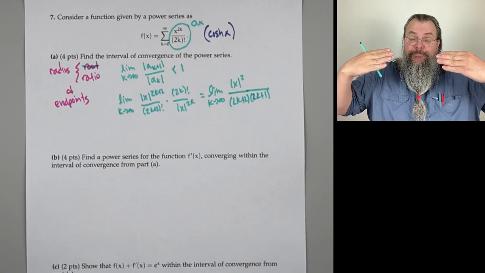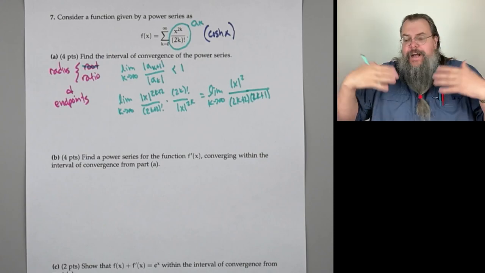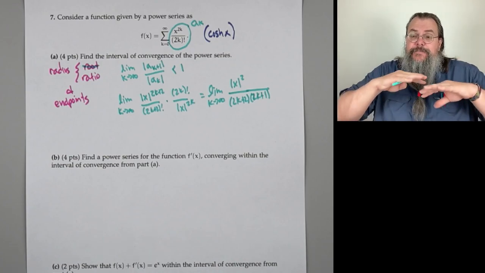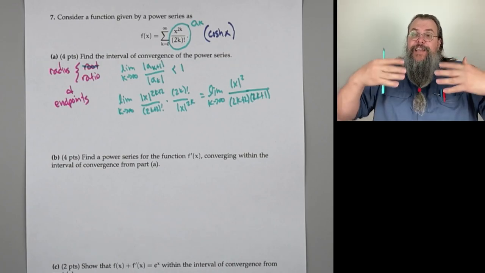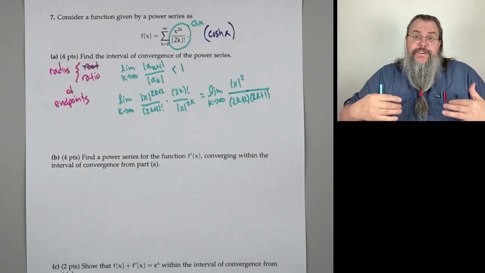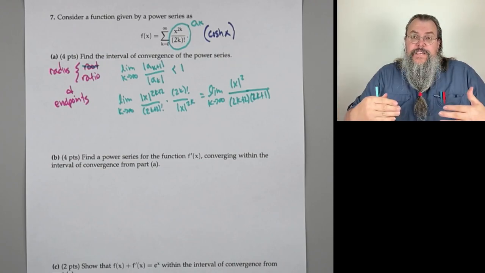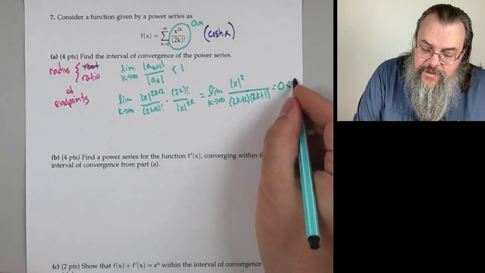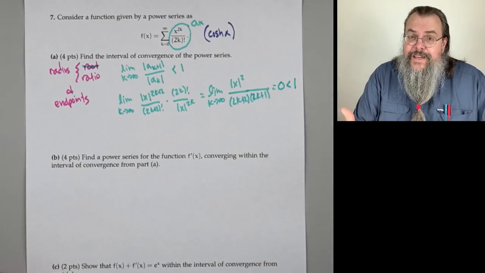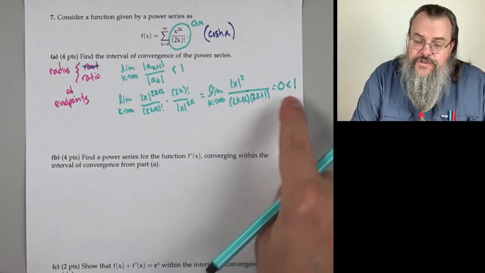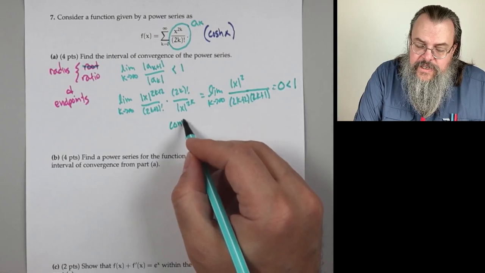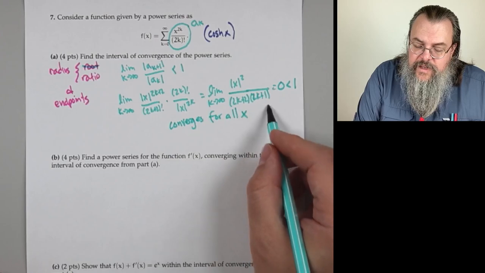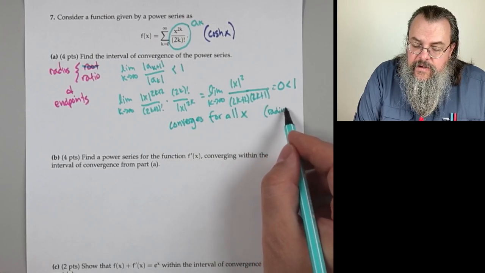Okay. Now, what's this limit? Upstairs is a fixed thing. I don't know what x is, but I know it's not changing because I see the absolute value of x squared. That doesn't change with k. Downstairs gets bigger and bigger and bigger. The limit is 0, which is less than 1. Well, what does that say? Since it's always true, then it converges for all x. In other words, we could say that our radius is infinity.